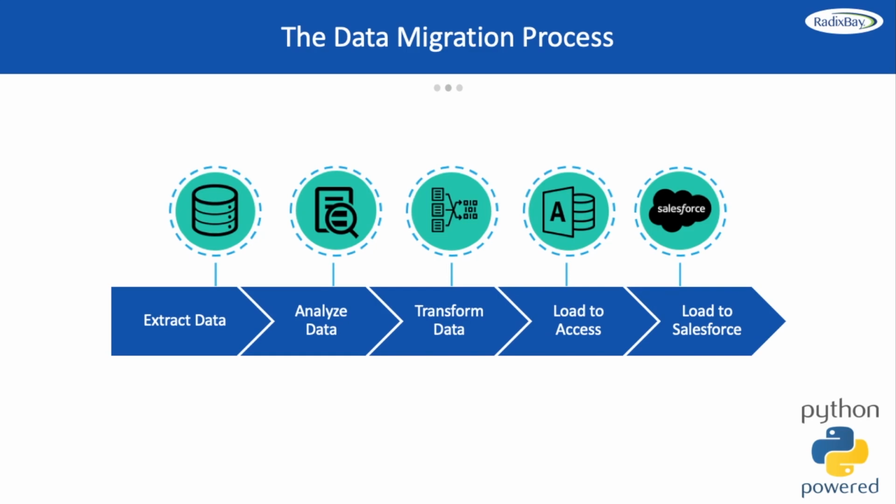Once I finished transforming the data, I loaded the data into Microsoft Access. I used Microsoft Access so that all the data would be prepped and stored in one location. It also made it easier to quickly view the data. Once the data was in Microsoft Access, I took the data from there and loaded it into Salesforce. I used Python to automate majority of this process.